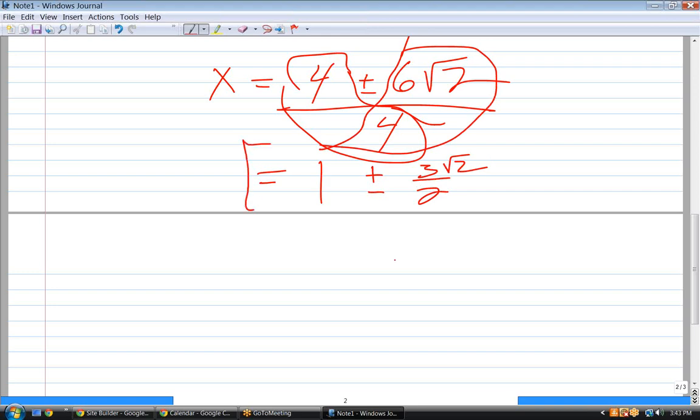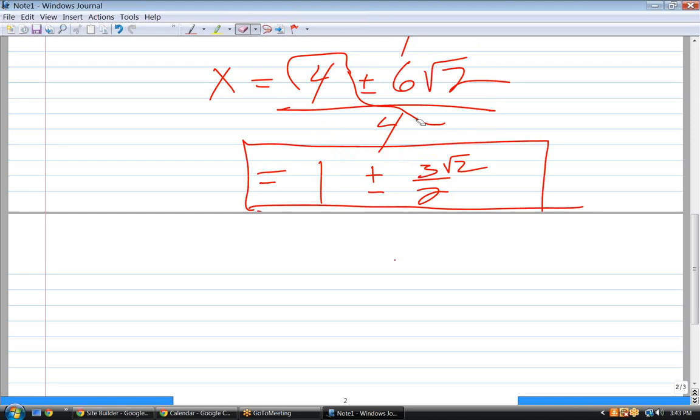So this would be my preferred notation for the answer. But teachers might be different, so that's why I asked. Okay. All right.